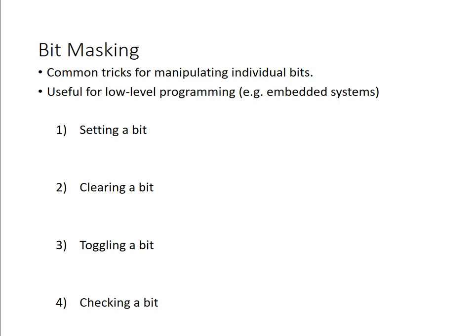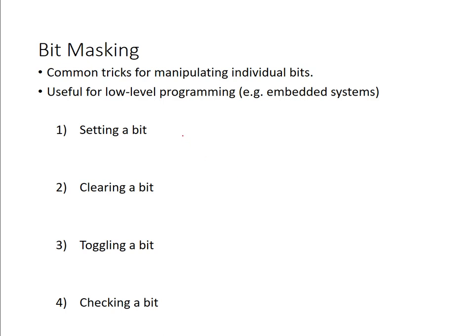Okay, so this is a nice segue to another really common set of operations or patterns that we see in programs, especially the low-level programming that we do with embedded systems, something called bit masking. Frequently in these types of systems, we need to manipulate individual bits rather than entire 32-bit values. I've listed here four of the most common operations that you'll probably want to do. These include setting a bit, clearing a bit, toggling or inverting a bit, and also checking if a bit is set to 1 or 0.